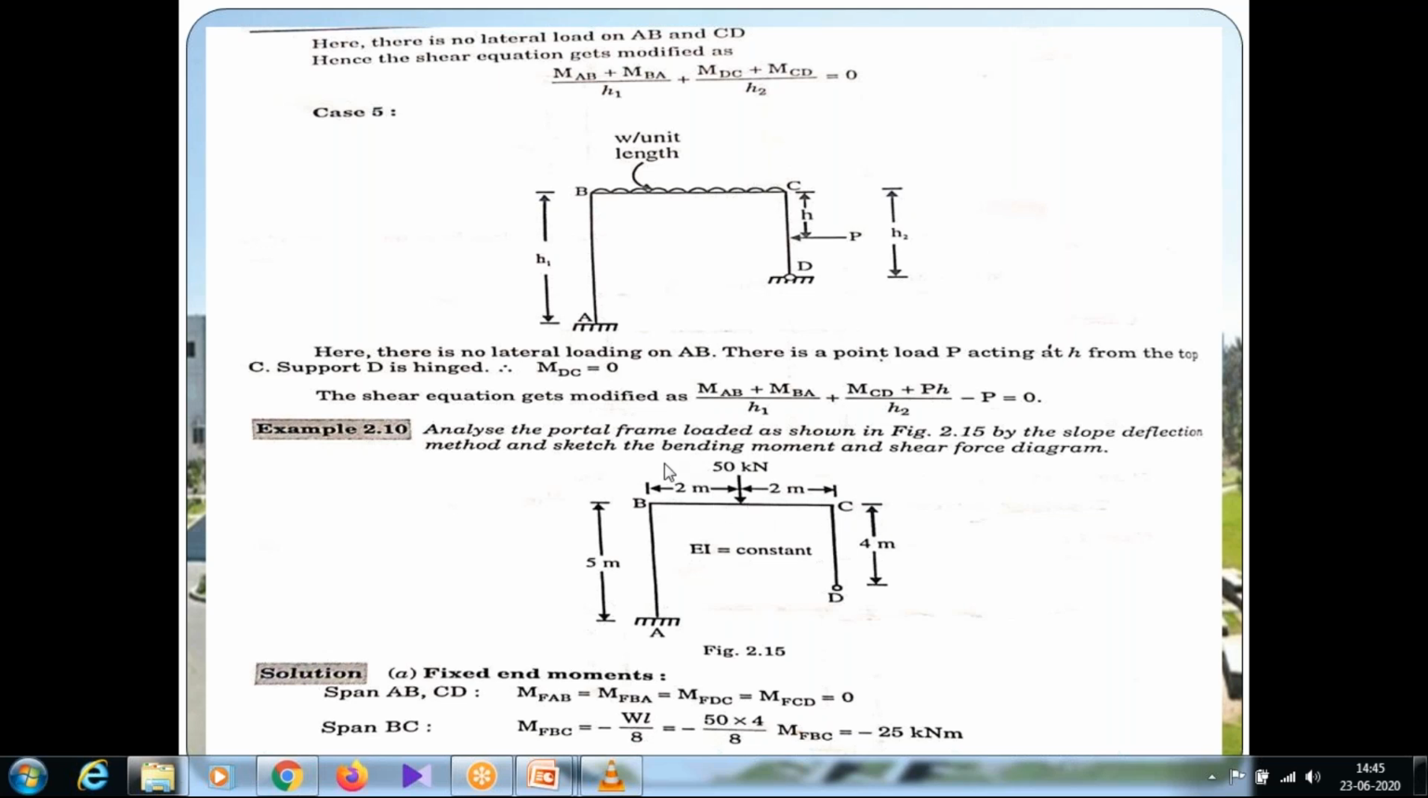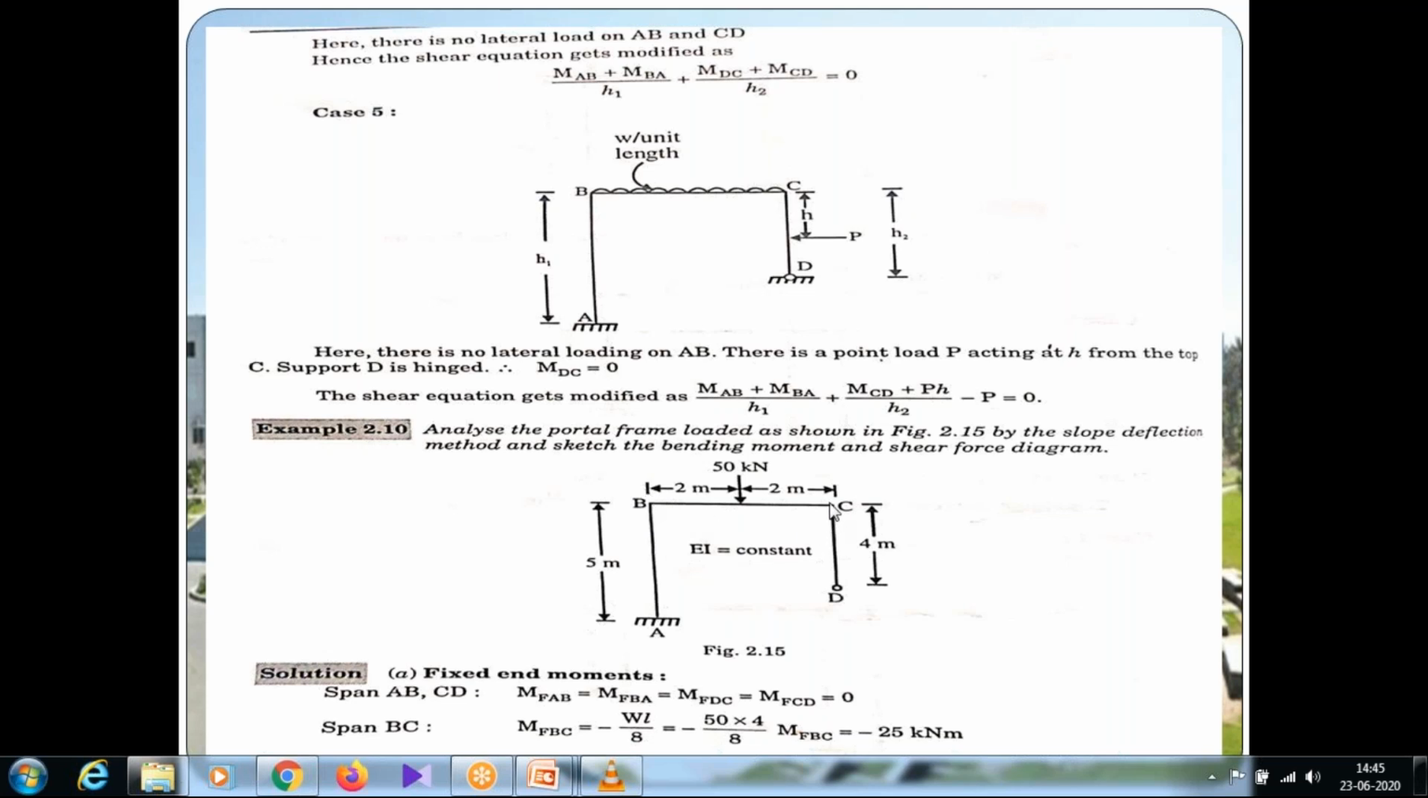So the joint equilibrium equations are for joint A, joint B, joint C, joint D. Joint A, what is the joint equilibrium equation? Joint A is a fixed one, so a moment will occur. We don't know what moment that is; we have to calculate that. Joint B is an intermediate joint. Two moments will occur, MBA and MBC. If we add these two moments, we have to get 0. Then only joint B will be in equilibrium. So the first joint equilibrium equation is MBA plus MBC is equal to 0.